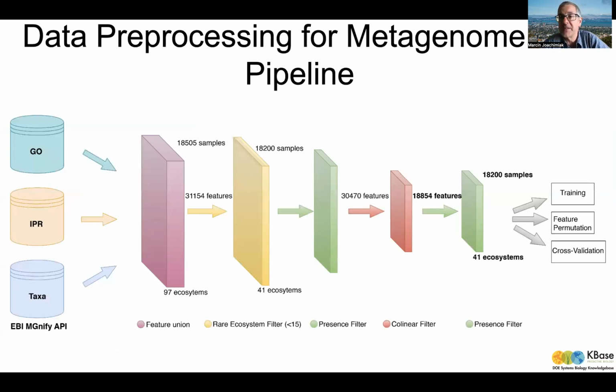As you may know, these types of projects often have a long lead up involving data processing, pre-processing, and cleaning. So we start on the left with calls to the EBI MGnify API. We obtain GO term features, IPR domains, and taxa. We merge these together, and then through a series of computational steps, we prepare the data for training and other aspects of model evaluation. We require that an ecosystem has at least 15 samples, and we remove collinear features and retain a representative. And there are other things going on here, but to just summarize, we're left with 41 ecosystems, 19,000 features, and 18,000 samples.